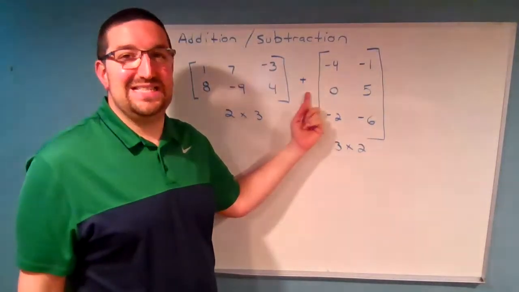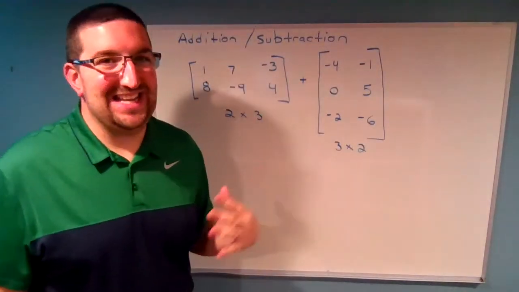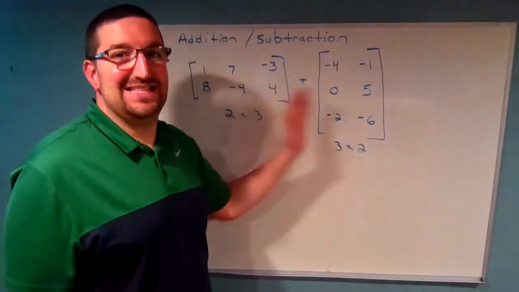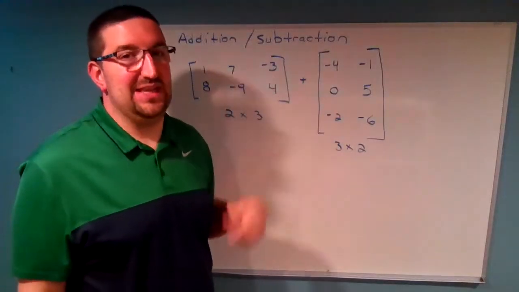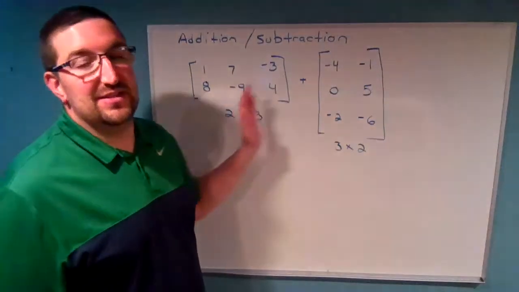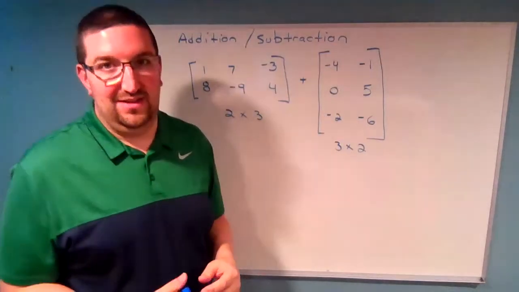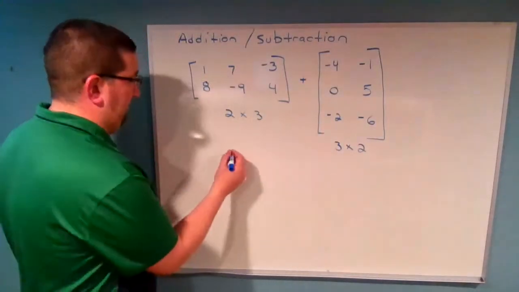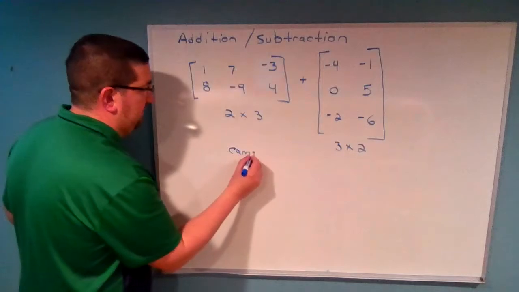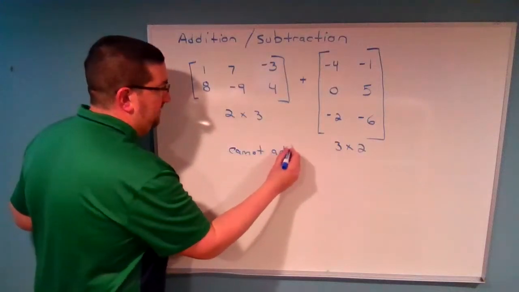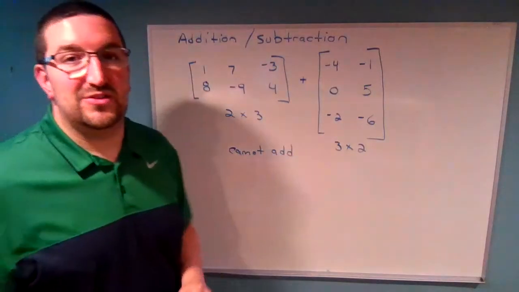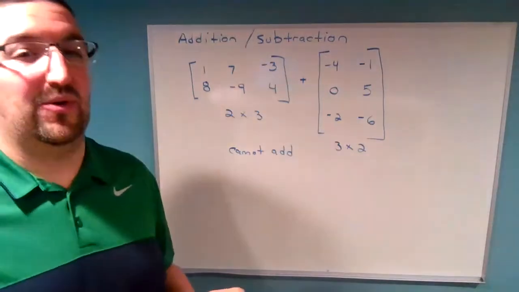Can we add these together? The answer is we cannot. So you can't add together matrices that do not have the same dimensions. If this comes up, you ever see this, you just say you cannot add. You can't do it. Okay. So you have to have the same dimensions in order to add or subtract.